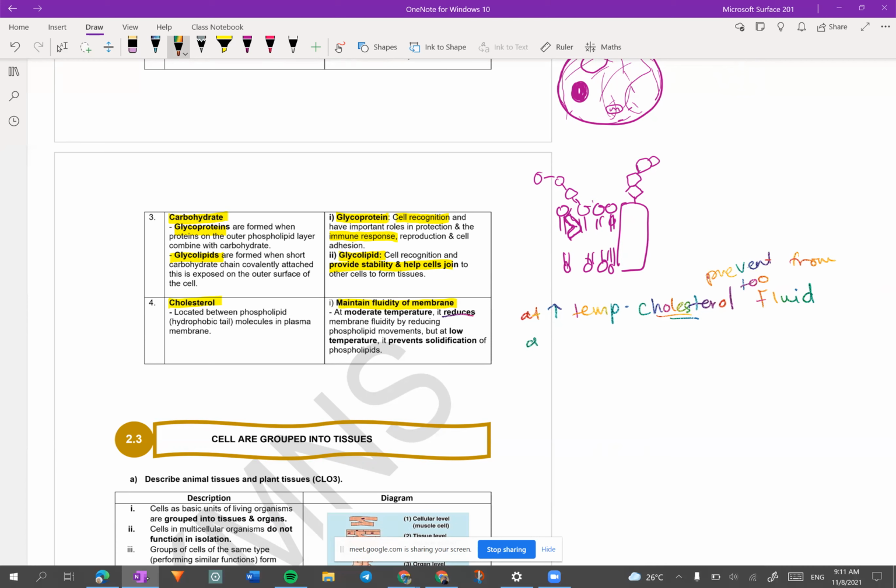And then, kalau at low temperature, boleh bayangkan lemak lagi sekali. Kalau oil, awak letak dalam peti ais, apa jadi? Keras. Yeah, good. Iya ke? Pernah buat? Pernah, okay, bagus. Kalau tak pernah boleh try. Yes, it will become keras. It will become solid. So, dia akan maintain fluidity.